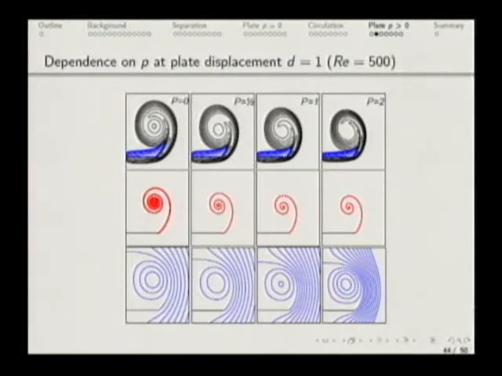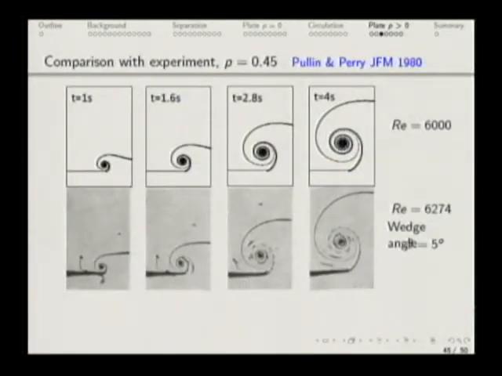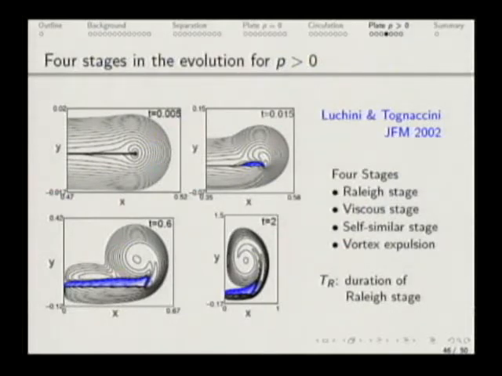This is the solution. This is the vorticities, streaklines, streamlines for increasing values of this parameter P at a fixed plate displacement, which is the appropriate quantity to look at over here as opposed to time. This is a comparison with Poland's experiment. I'm just going to skip over this since I want to get to the interesting stuff.